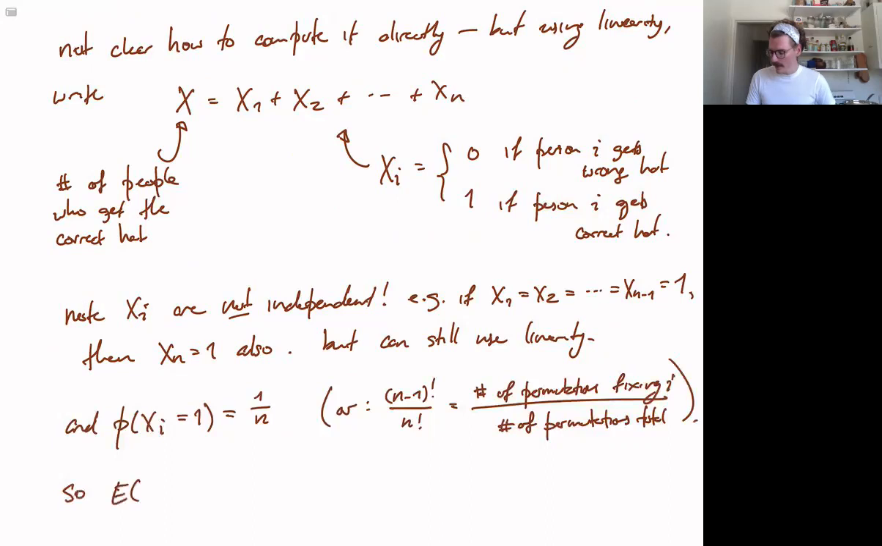So the expected value of xi, well, it has two outcomes, 1 and 0, and we know the probability of each. So it's 0 times (1 minus 1 over n). The probability of 0 is 1 minus 1 over n, because it needs to be the complement of the probability 1 over n. And then the other possible outcome is 1, with probability 1 over n. So the expected value is 1 over n.